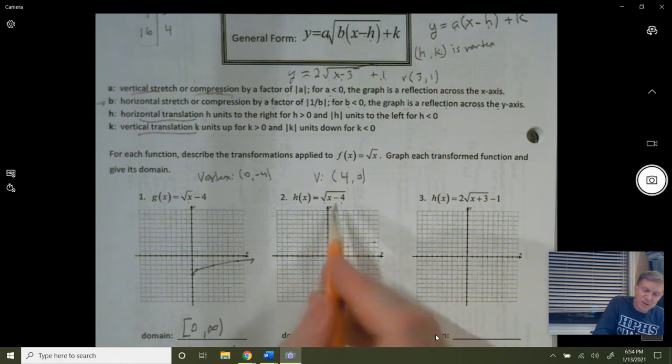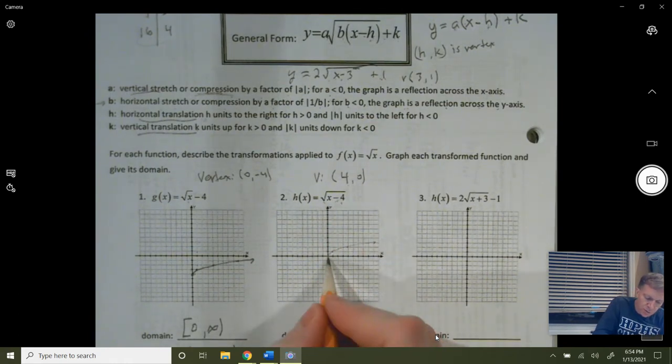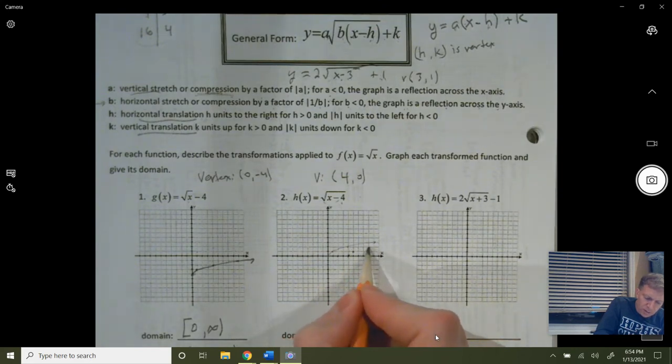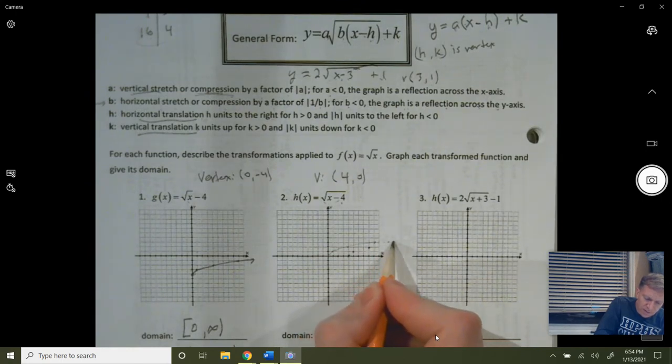But now this thing's shifted 4 units to the right. Your vertex is at (4, 0). So 1, 2, 3, 4. There's the new vertex. So now you're going to follow the same pattern: up 1 over 1, up 1 from there over 3, up 1 from there. We'll go over 1, 2, 3, 4, 5. Get you to (13, 3).